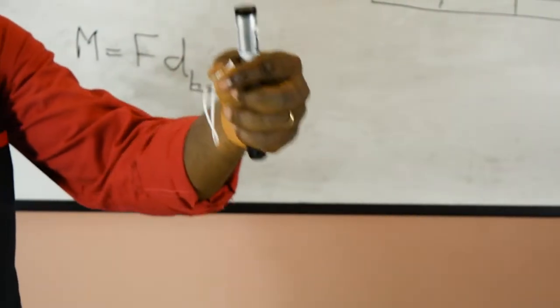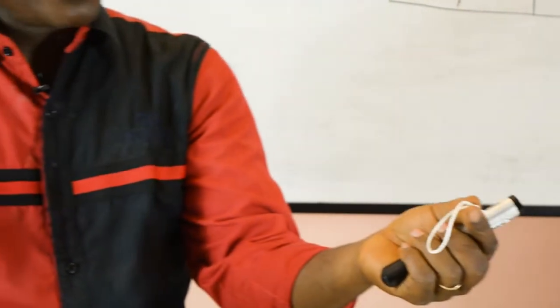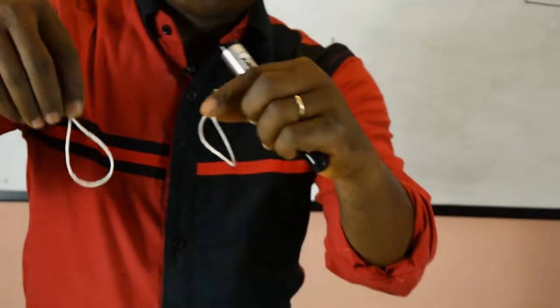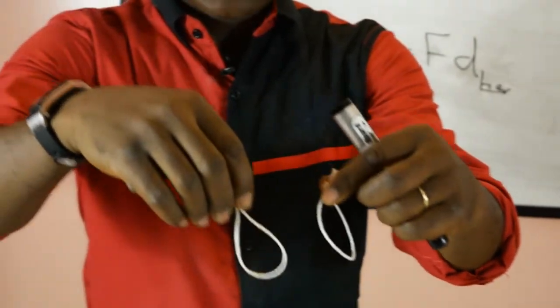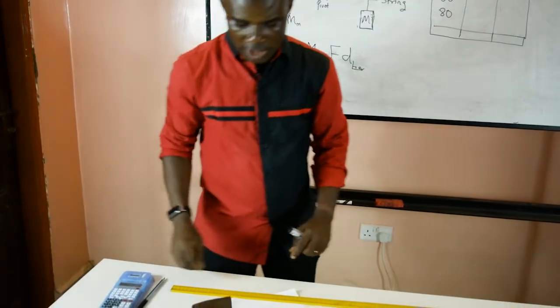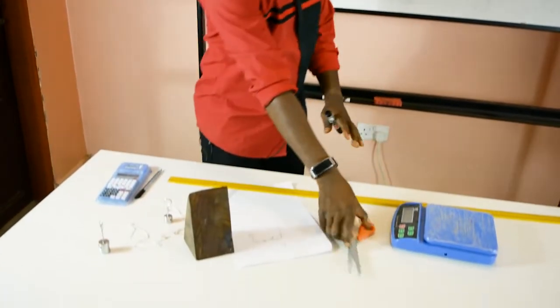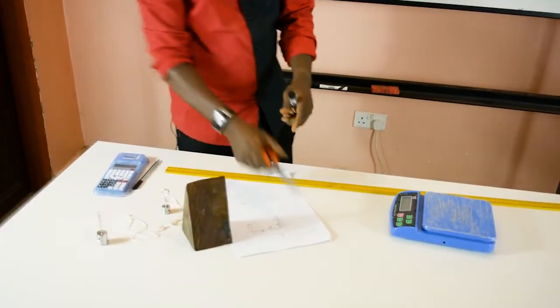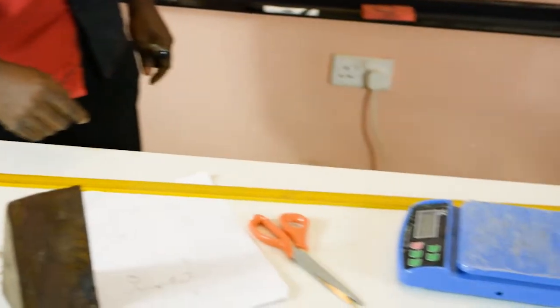You can see that I have minimized my error so much that the loops are not too long, so that they can reduce my error. This is a loop I have made with a string, and I have scissors which I use to cut the loops into that order.